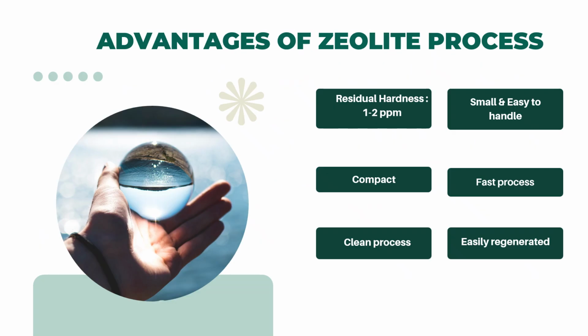These are the advantages of the zeolite process. The residual hardness of treated water is about 1 to 2 ppm. The equipment is small, compact and easy to handle. The time required for the softening of water is small and it is a fast process. No sludge formation in this process, so it is a clean process. The zeolite can be regenerated very easily using brine solution.